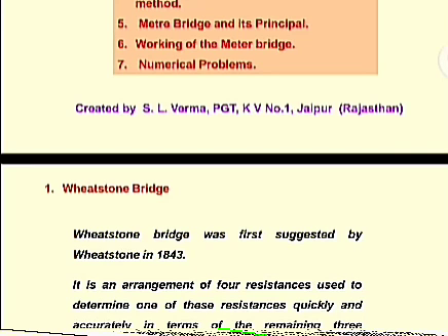A Wheatstone bridge consists of four resistances P, Q, R and S connected to form the arms of a quadrilateral ABCD, as shown in the figure, and a battery of EMF E is connected between points A and C, and a sensitive galvanometer is connected between points B and D, as shown in the figure.